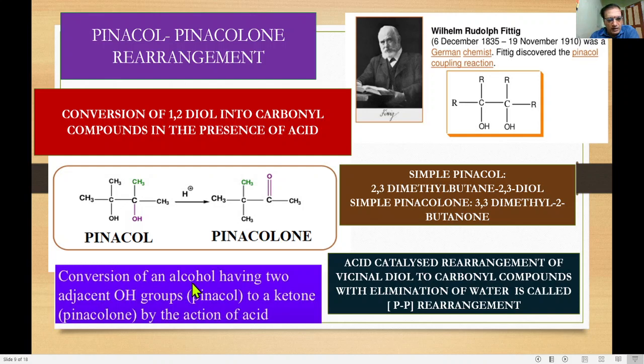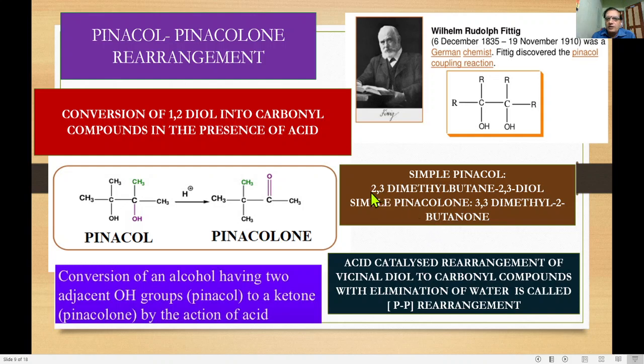And the conversion of an alcohol having two adjacent OH groups, that's a Pinacol, into a keto compound, that is Pinacolone, by the action of acid. So I'm giving you three different definitions for your convenience. All are the same. Vicinal diol is nothing but, see, this is carbon 1, carbon 2, if you consider. Adjacent carbons having an OH group are called vicinal diols. From butane, starting from 1, 2, 3, 4, 2,3 is the next adjacent one. So adjacent carbons having an OH group are called vicinal diols.